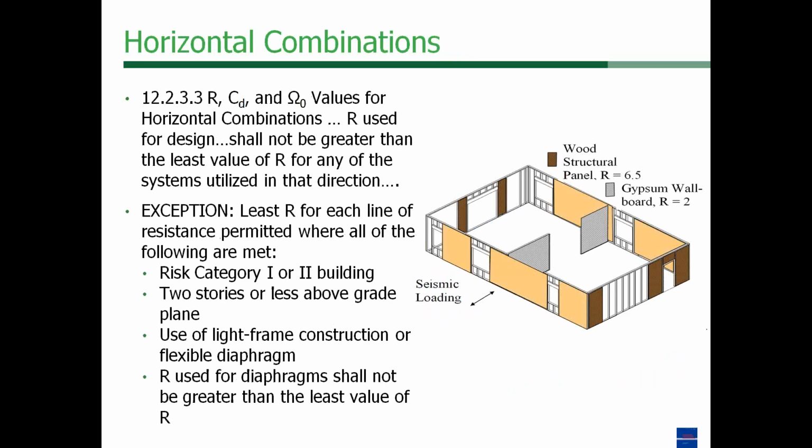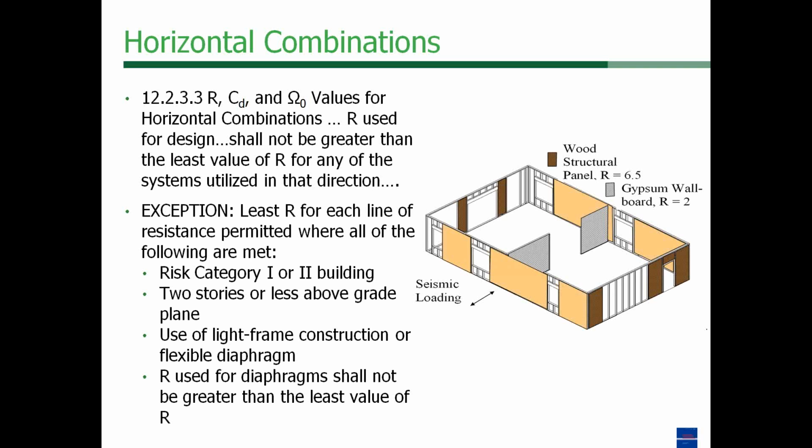Then we move to horizontal combinations, and there's a provision in ASCE 7 12.2.3.3 that will permit you to have multiple lines of resistance composed of different materials, and this may or may not be advantageous. This can be somewhat complex, but there may be some structures where this makes sense.